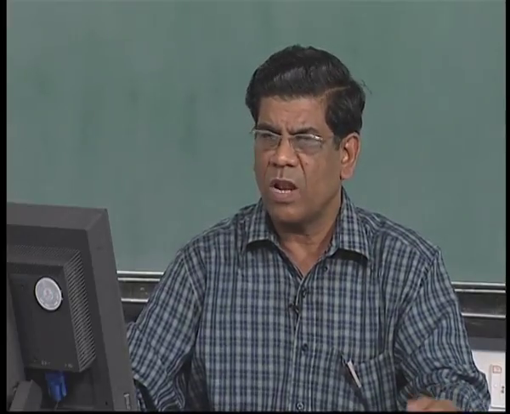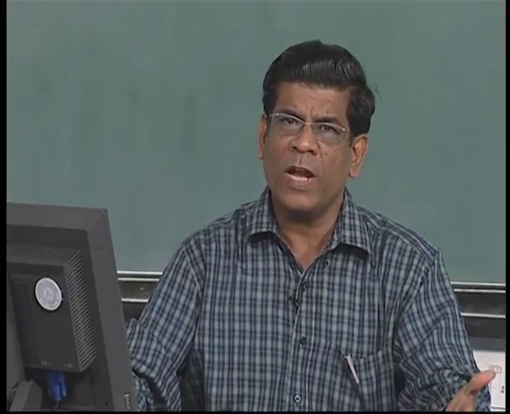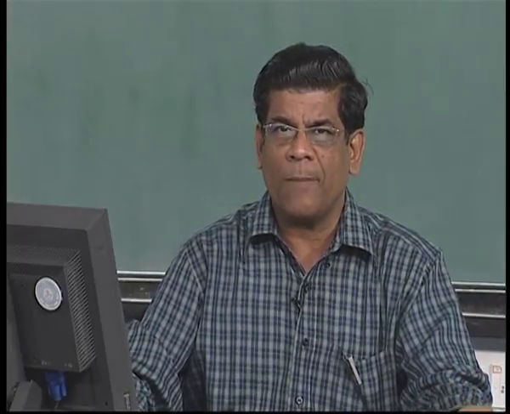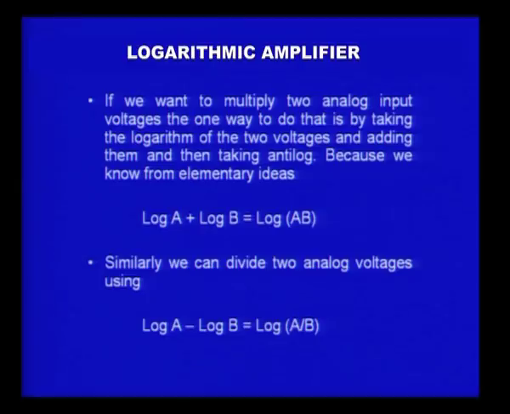We all know from basic principles of logarithms. So, if we want to multiply two analog input voltages, one way to do that is by taking the logarithm of the two voltages and adding them and then again converting them back to linear by using an anti-log amplifier circuit. From the elementary logarithm idea, as you know, log AB is nothing but log A plus log B, as you can see on the screen. Log A plus log B is equal to log AB. So, if I want the product of two voltages, then I should add the logarithm of each of those, logarithm of A and logarithm of B. Then, if I now take the anti-log then I will get AB, the product.